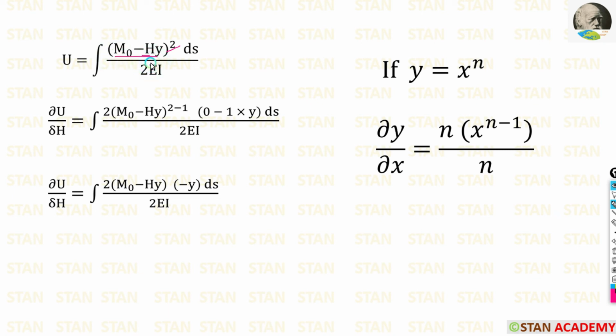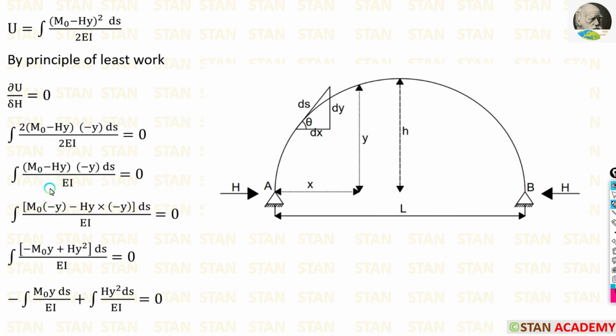When we differentiate this term again, m0 will become 0. For H, the differentiation is 1. Then 2 minus 1, it will become 1. We don't have to put 1 because it is already with the power of 1. Here it will become minus y. In this way, the differentiation has been done. Then we can multiply this minus y with this value. So I have to take first with the m0, then with the Hy. Here it will become minus m0y. Here minus into minus, it will become plus.